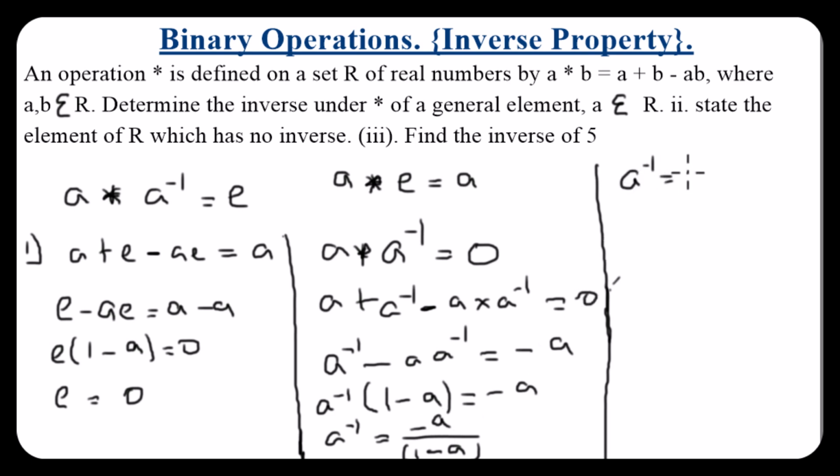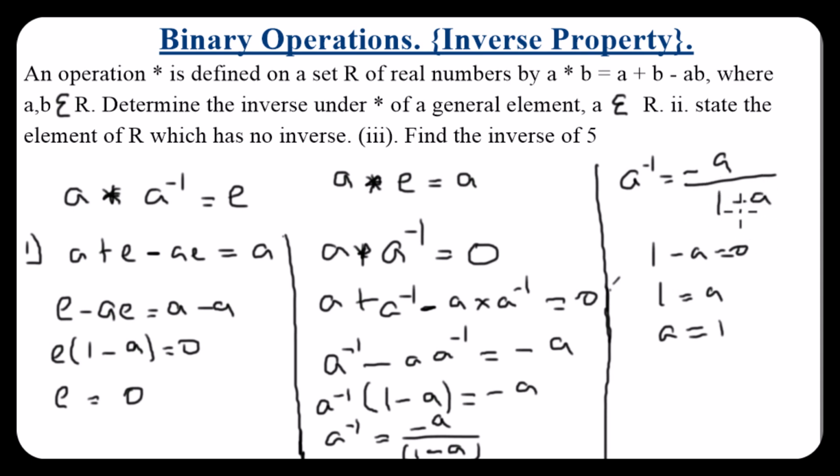Remember, a inverse is equal to minus a over 1 minus a. So for this inverse not to return an undefined value, the denominator must not be equal to 0. So we can just say 1 minus a equals 0. The a goes to the other side, so we have 1 equals a, or a equals 1. So if I put 1 here, 1 minus 1 is 0.